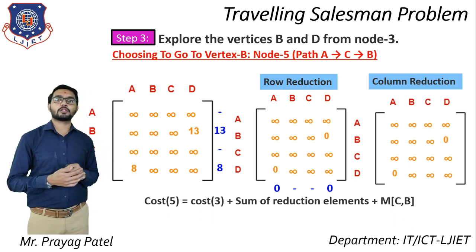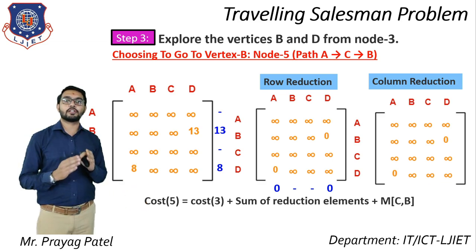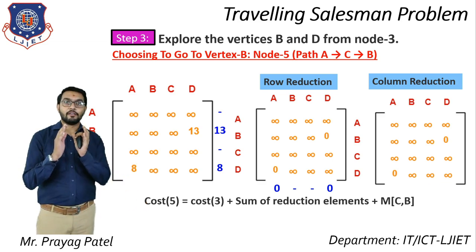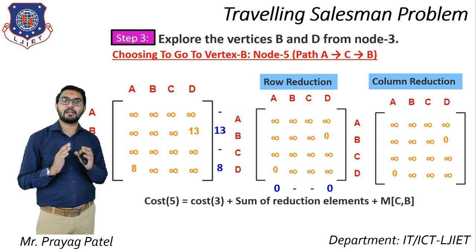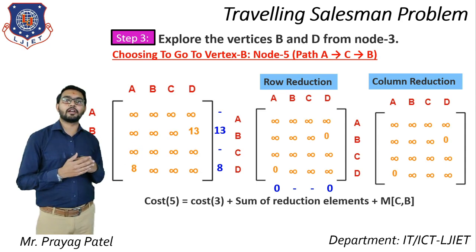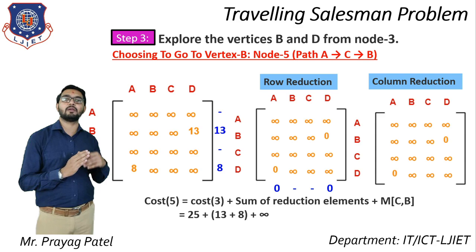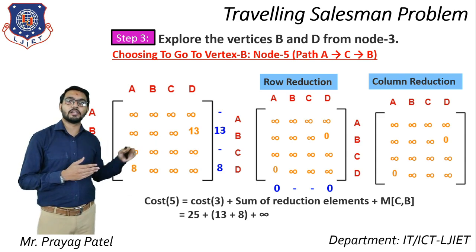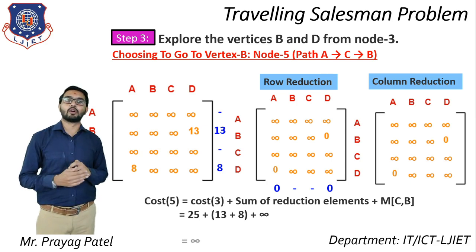Now consider the cost for this particular matrix. Here cost 5 equals cost 3, because we fixed step 3 and the A to C path is fixed. So consider the cost for the A to C path: cost 3 is fixed at 25. Now the sum of the reduction cost at this level: 13 plus 8, and the old value of M[C][B]. So here it is 25 plus 13 plus 8 plus infinity. Because the CB path is not possible, the value is infinity. So the final value is infinity for the path A to C to B.